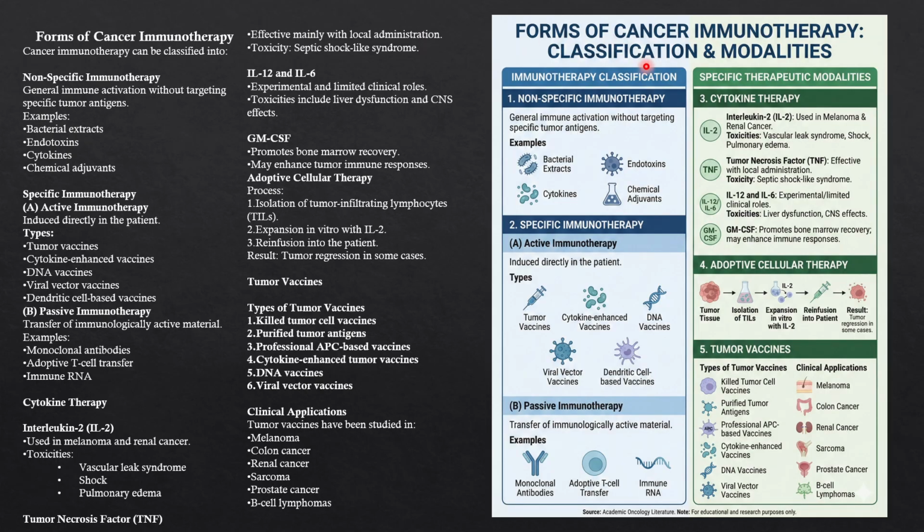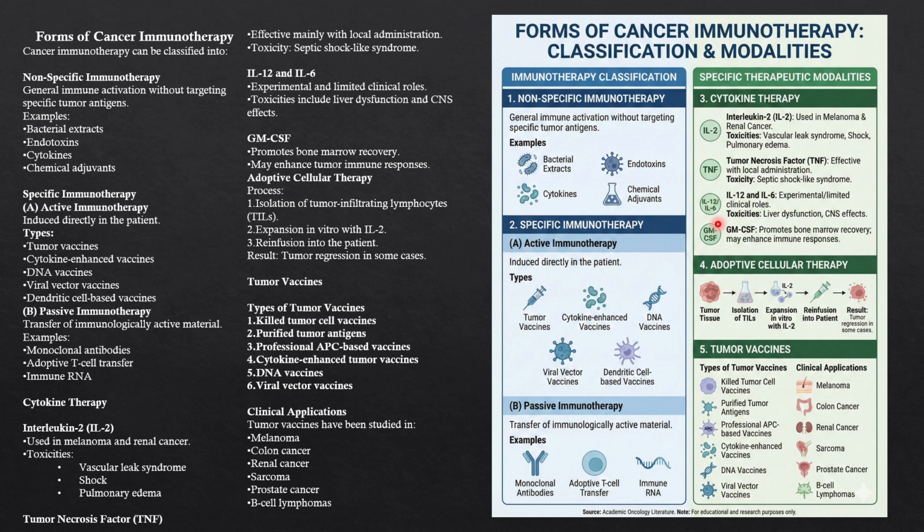So the forms of cancer immunotherapy can be classified as non-specific immunotherapy, followed by specific immunotherapy. Again, specific immunotherapy can be active or passive immunotherapy. The non-specific immunotherapy are of different types like bacterial extracts, cytokines, endotoxins, and chemical adjuvants. Different types of active immunotherapy are tumor vaccines, cytokine enhanced vaccines, DNA vaccines, viral vectors, and dendritic cell based vaccines. Whereas passive immunotherapy can be monoclonal antibodies, adoptive T cell transfers, and immune RNA.